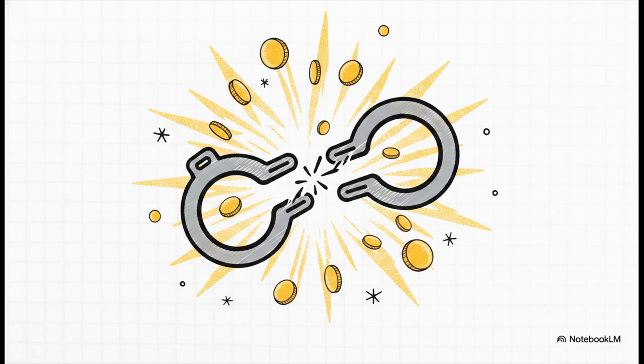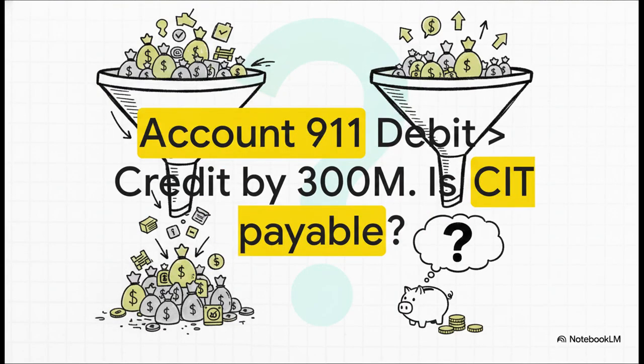This is a perfect example of what we talked about earlier, economic substance over legal form. Last one, let's look at the funnel. It's year-end, and your account 911 debit side, your expenses, totals $3.2 billion. But your credit side, your revenues, is only sitting at $2.9 billion. The million-dollar question: do you owe the taxman any corporate income tax?